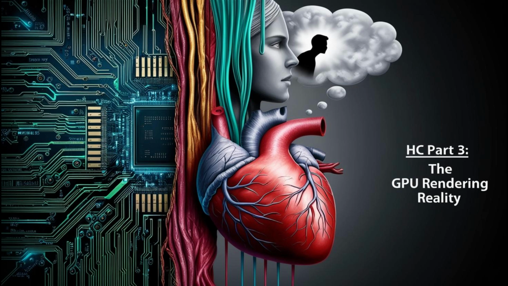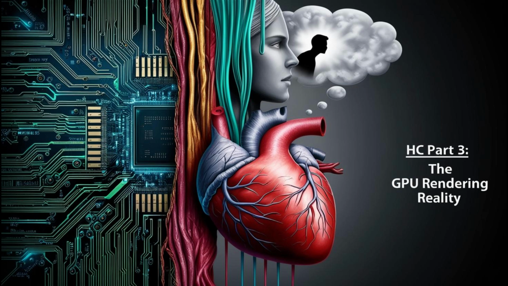Component 3, GPU, emotional reality rendering. How you feel shapes what you see. Most people think of emotions as messy, inconvenient, unreliable. But in a computer, there's one component responsible for turning abstract data into vivid, immersive experiences, the GPU, or your graphics processing unit. And in your system, that's your emotional and intuitive intelligence.